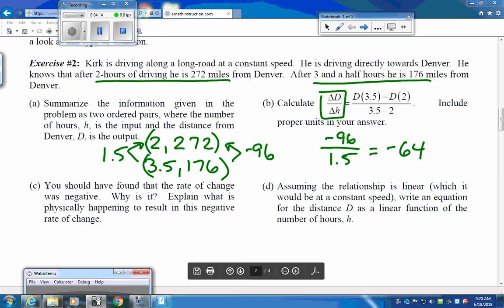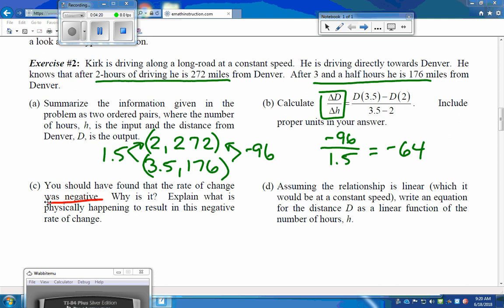In part C, it says you should have found the rate of change was negative. Why is it? He's driving towards Denver, so the distance he has left to Denver is getting smaller. What is physically happening? That's the idea. He is driving towards Denver. And they say, assuming this relationship is linear, write an equation for the distance as a function of hours.